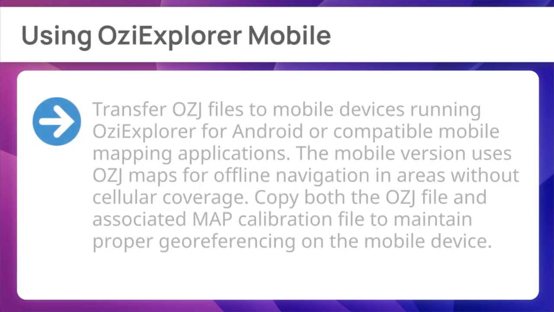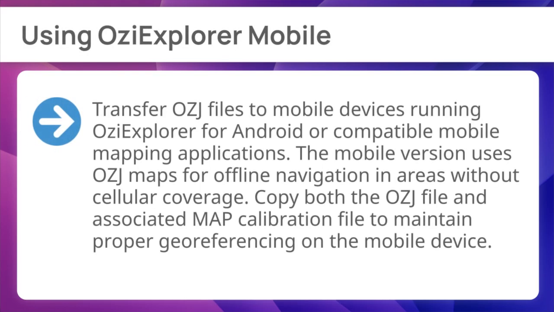Next, using OziExplorer Mobile. Transfer OZJ files to mobile devices running OziExplorer for Android or compatible mobile mapping applications. The mobile version uses OZJ maps for offline navigation in areas without cellular coverage. Copy both the OZJ file and associated map calibration file to maintain proper georeferencing on the mobile device.